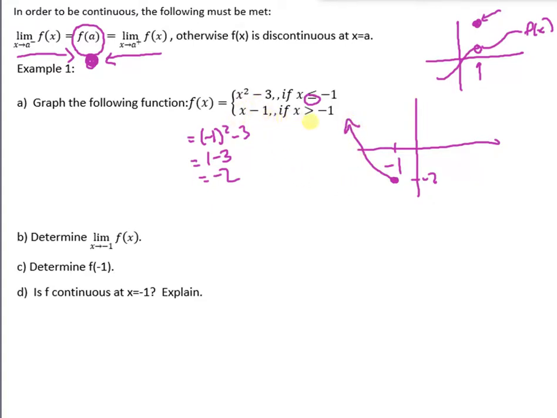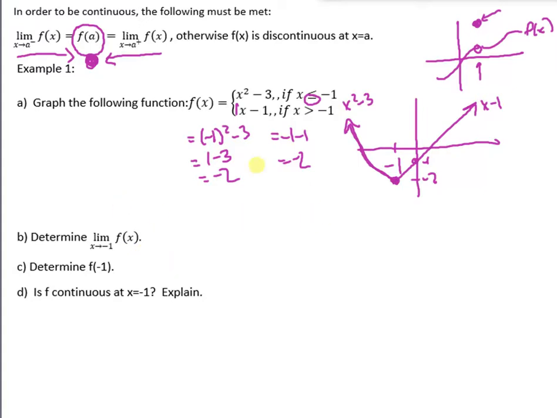Now, x minus 1 is a line. When x is greater than negative 1, let's sub that in. Negative 1 minus 1 is negative 2. We start at negative 2 again. Positive slope, positive 1, and negative 1 is the y-intercept. So this is going to be the x minus 1, and this is going to be the x squared minus 3. That's a parabola, that's a line. They both meet at the same point.